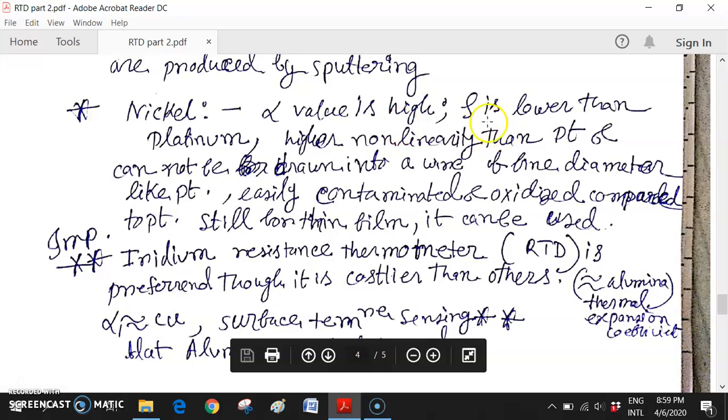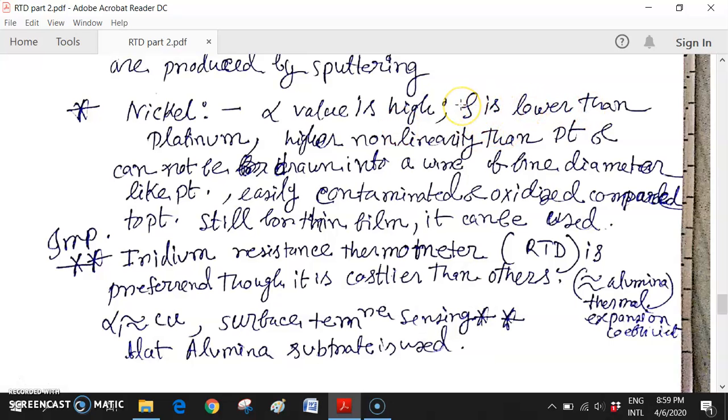Its alpha value is very high, but its rho value, that means the resistivity value, is lower than platinum. Nickel has higher non-linearity than platinum, and it cannot be drawn into a wire of fine diameter. These are the negative points of nickel. It is also easily contaminated and oxidized compared to platinum. So these are all the drawbacks of nickel. Still, for making thin films, it can be used.